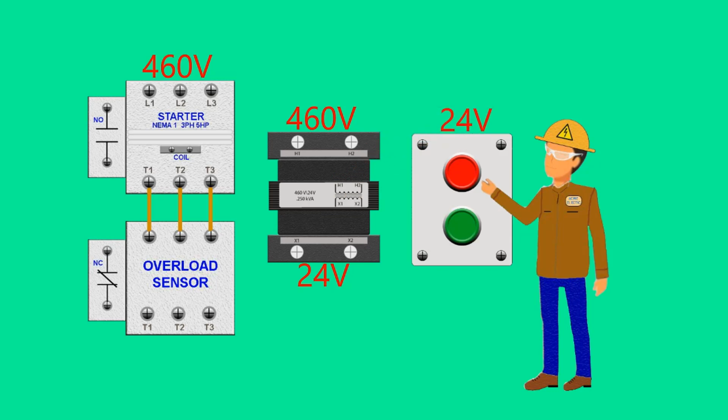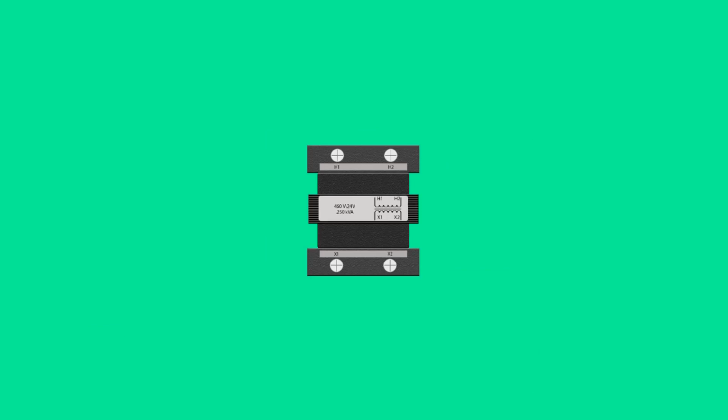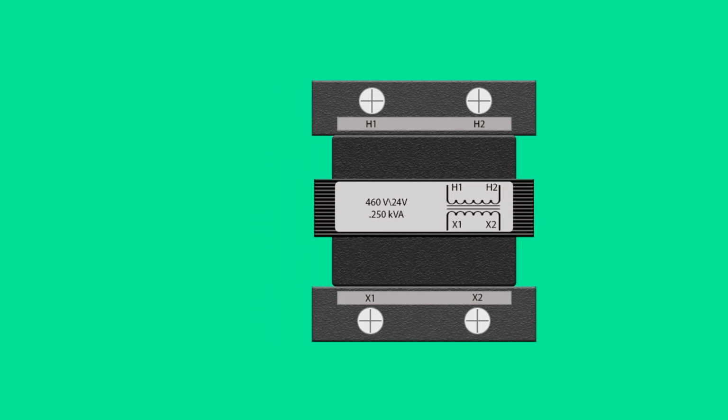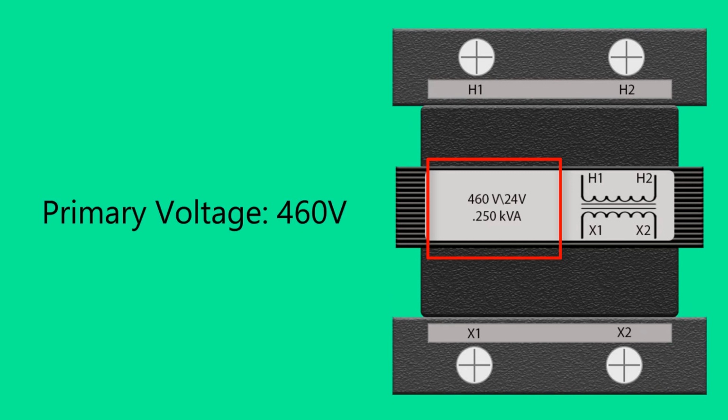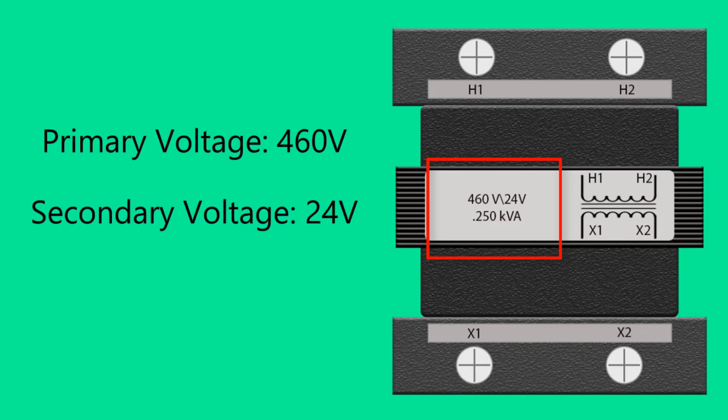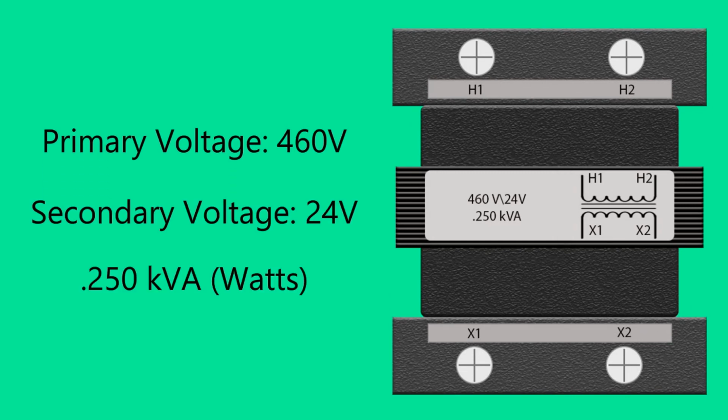Transformers that are used to produce a lower control voltage in electrical and automation systems are called control transformers. The main purpose of a control transformer is to create a safer electrical environment. Control transformers are considered step-down transformers, that is, they produce a lower voltage. The voltage that is supplied to the transformer is called the primary voltage. The voltage that the transformer produces is called the secondary voltage. The control transformer shown here is supplied with 460 volts and produces 24 volts.